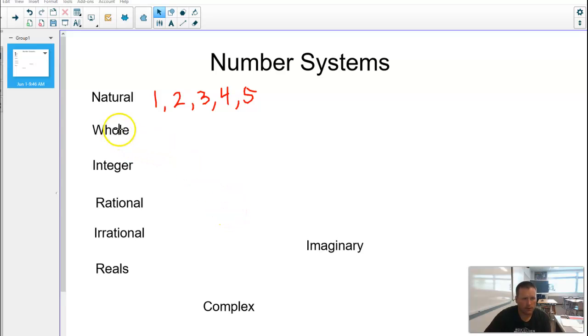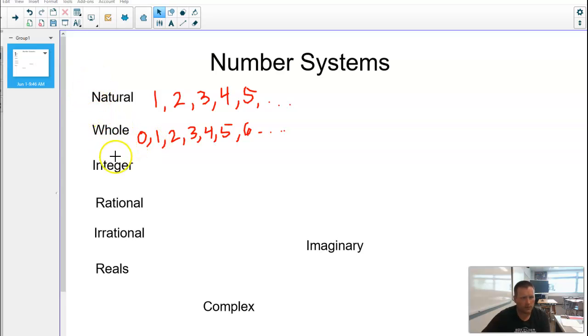A whole number is really, again, no fractions, but they're all going to be positive and 0. So we're going to have 0 and then 1, 2, 3, 4, 5, 6, and it keeps going with all these. Okay, so whole numbers, we're looking at that as well. So that's whole numbers there.